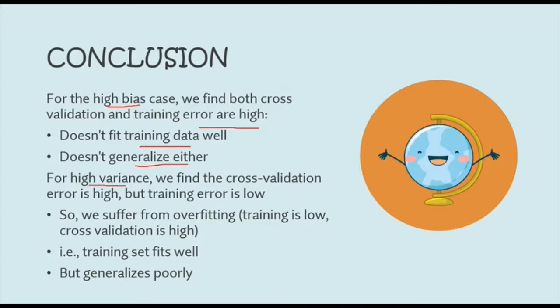For high variance, we find the cross-validation error is high, but training error is low. Maybe this is because we suffer from overfitting. Training is low, cross-validation is high. The training set fits well, but generalizes poorly.